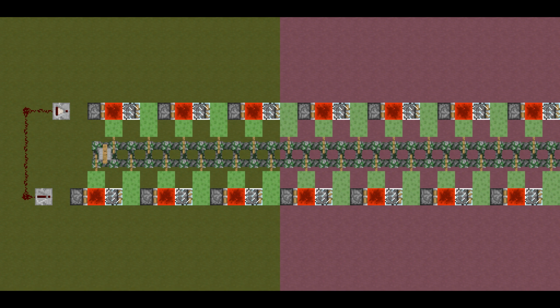At the beginning of the lines we have a repeater and a comparator. They have the same delay, but repeaters get processed before comparators, so we know the side with the repeater triggers first.